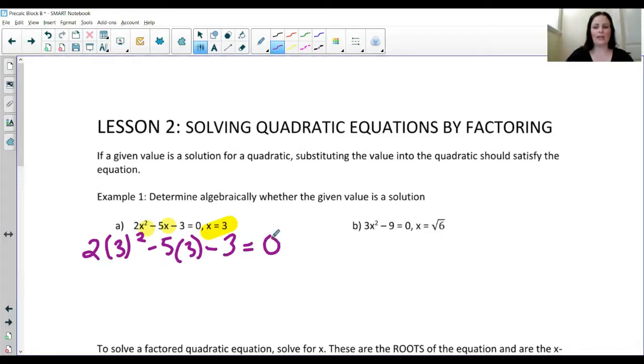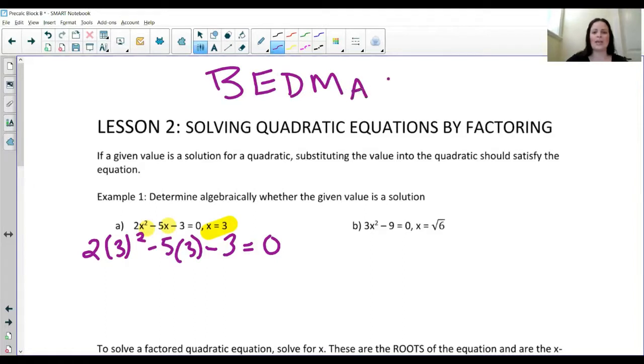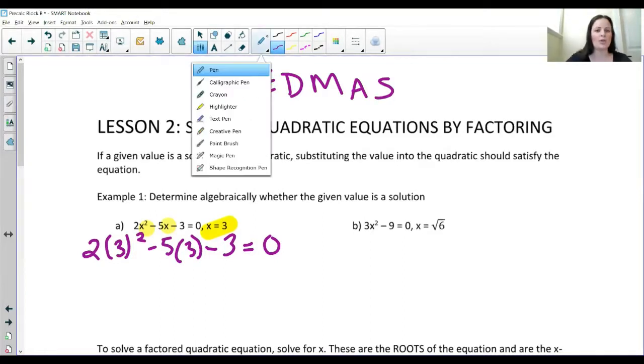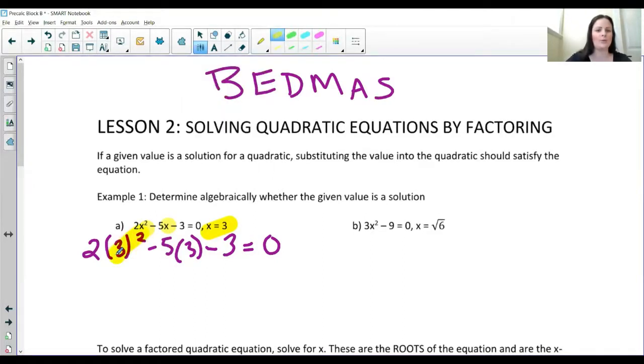This doesn't involve any algebra or manipulation of the equation. It just involves that we follow our order of operations. That's BEDMAS: brackets first, exponents next, then division and multiplication, and then addition and subtraction. If you're one of my French immersion students, it's PEMDAS or PEDMAS for parentheses instead of brackets. Same thing. All right, so we're going to do our exponents first. So that means we have to do this one first.